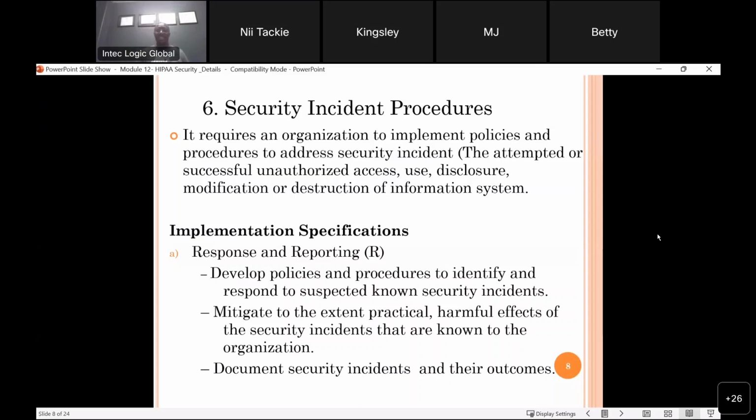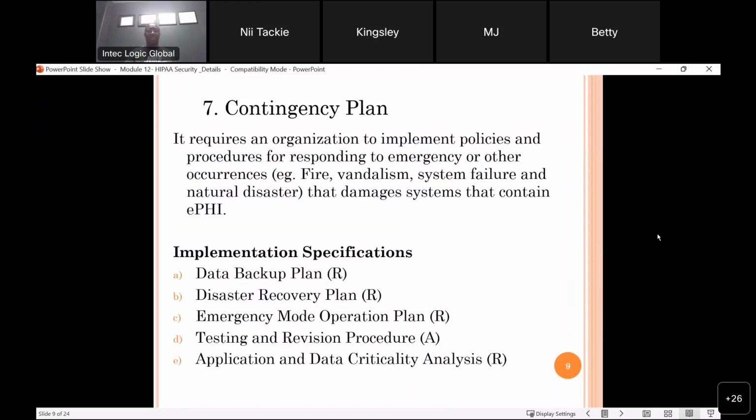Document security incidents and their outcomes. Any incident that happens, don't take it lightly. There needs to be documentation on it, right? You document it, when the incident happened, and what the outcome was. Document it. It's very, very important to HIPAA.